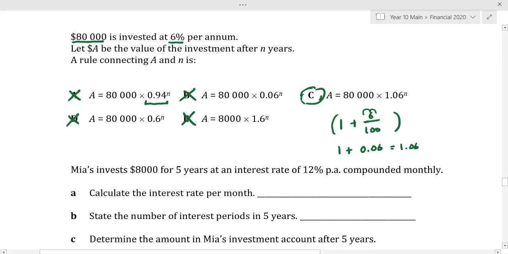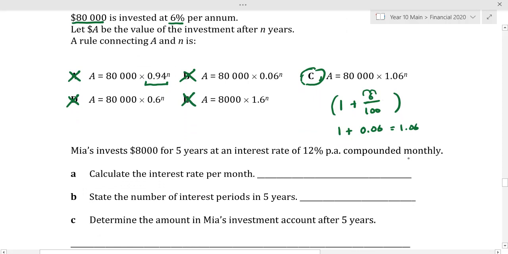Now let's look at one where we're looking at compounded monthly. So we've got $8,000 over 5 years. We're going to have to work out the interest rate per month. It's not going to get 12% per month. We're going to have to split that rate up. The rate per month is, we're looking at the yearly interest rate and we're dividing it by 12. So that's going to be 1%.